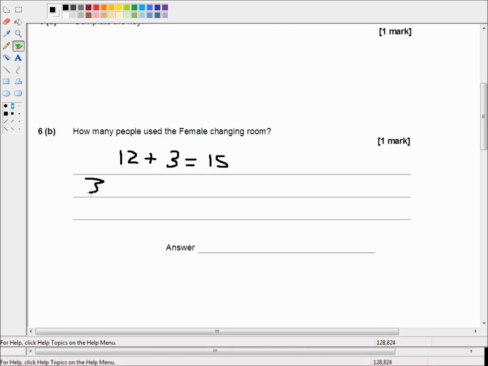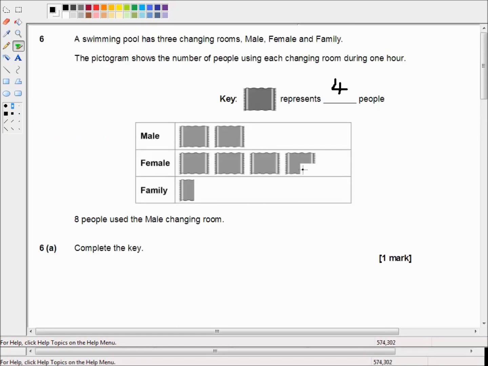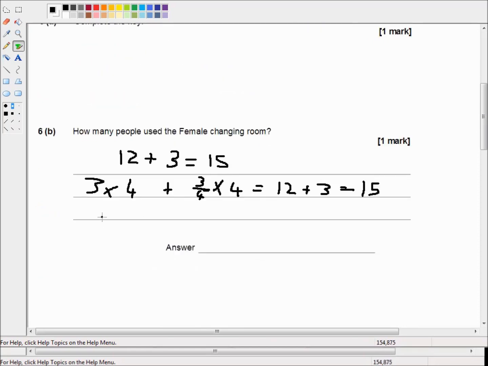Instead, I might have said 3 times 4 plus 3/4 times 4 is equal to 12 plus 3, which is equal to 15. Or I might have observed that that is 4 whole ones minus 1, and I might have said 4 times 4 minus 1 is equal to 16 minus 1 is equal to 15.